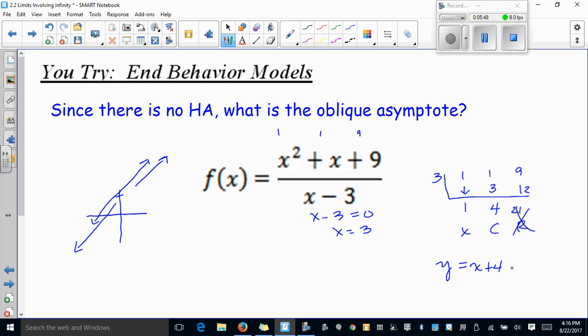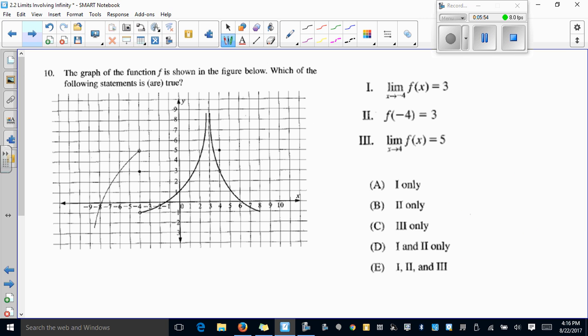Okay, so this one here is a release question that I decided to put on there for you. Let me make some notes on here. This is an open circle. This is an open circle. This is a closed circle. This is an open circle. And this is a closed circle. And they're just asking you to identify which statement is true.